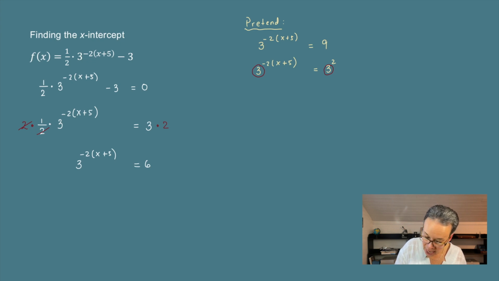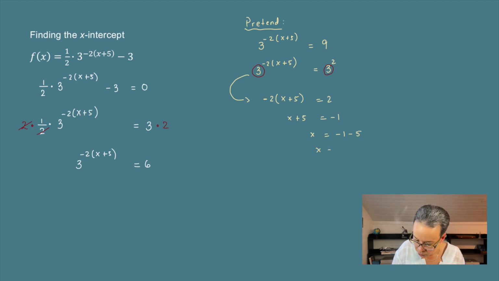So then I would be able now to say that -2 times x plus 5 is equal to 2. I can set the exponents equal to each other. And now I have a simple linear equation to solve. If I divide by -2, I would have x plus 5 equals -1, which means that x equals -1 minus 5, which gives me -6, just like that.